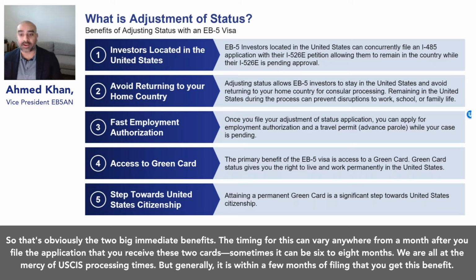The timing for this can vary anywhere from a month after you file the application that you receive these two cards. Sometimes it can be 6 to 8 months. We are all at the mercy of USCIS processing times, but generally it is within a few months of filing that you get this benefit.